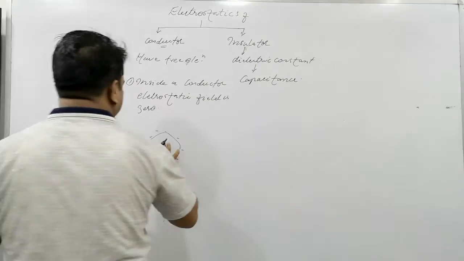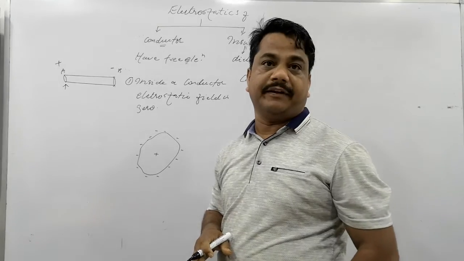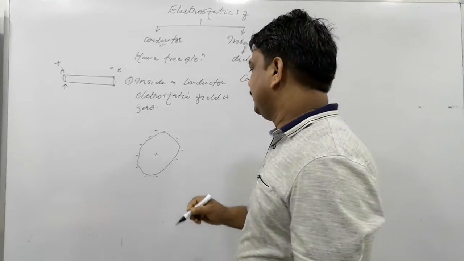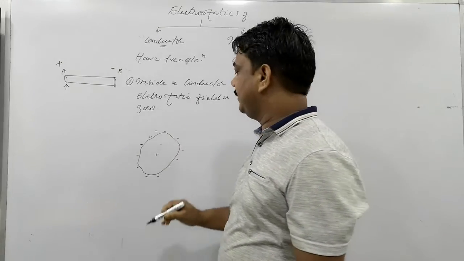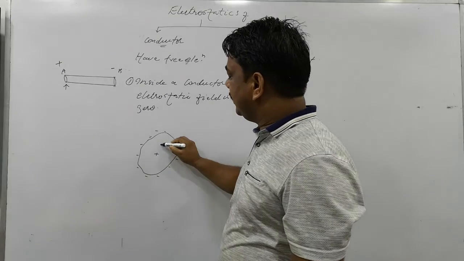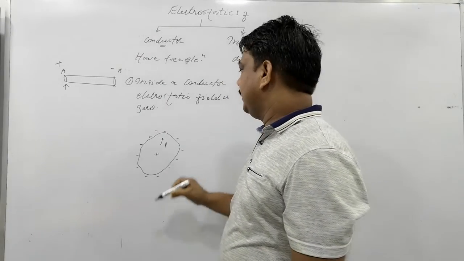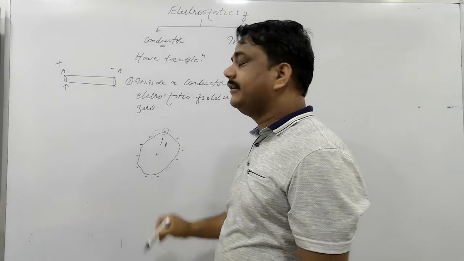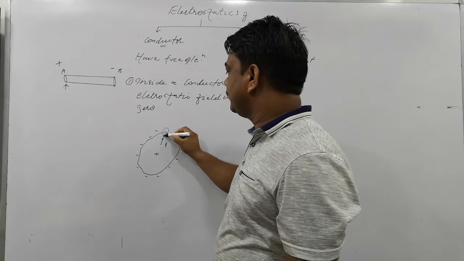So inside a conductor, at every point, what will be the electric field? Electric field is to be discussed here. Suppose we want to find the electric field intensity at point P. Due to this positive charge, it is in this direction. Is that clear? And there is also a negative charge present here, so an electric field due to that is also here.